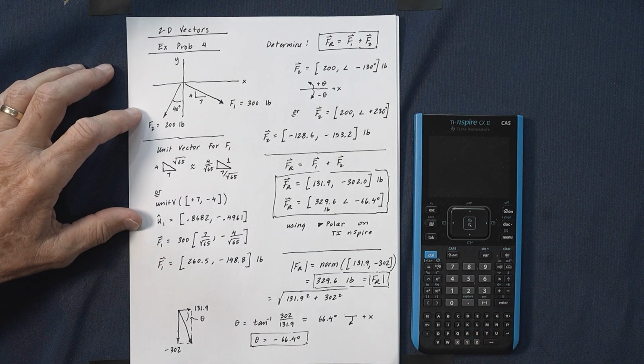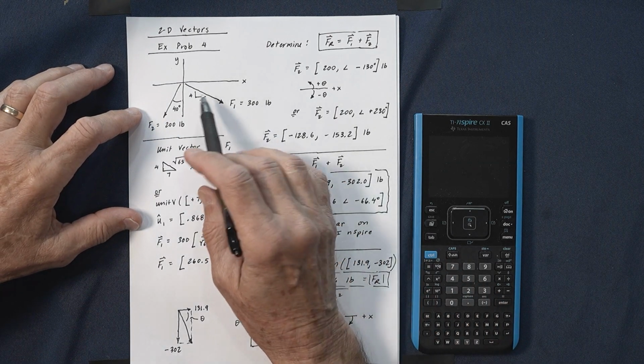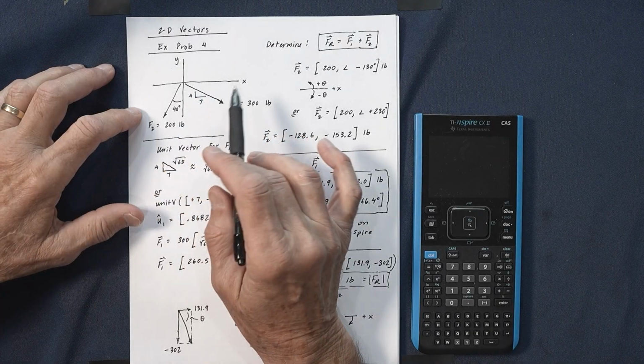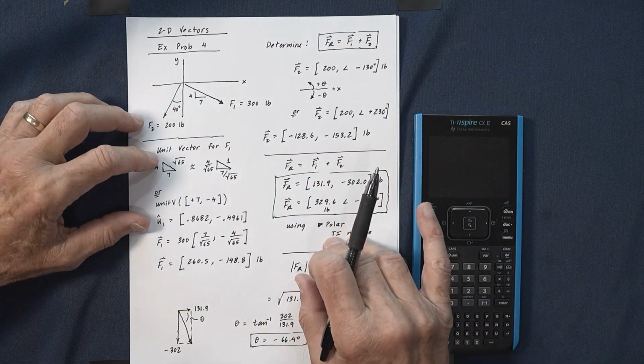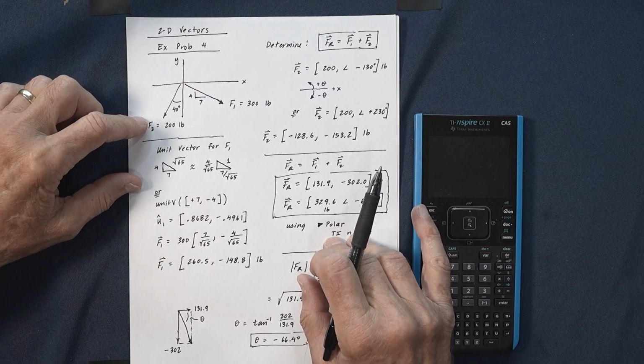This is example problem 4. And again, it's a vector at an angle, and it's a vector at a slope. And so properly dealing with those, we're going to add these two vectors to get a resultant.